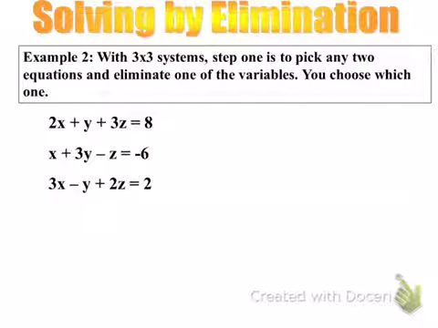Let's walk through this one. Go ahead and write it down. 2x plus y plus 3z equals 8. X plus 3y minus z equals -6. 3x minus y plus 2z equals 2.